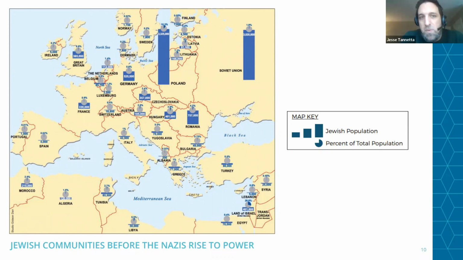So with that tiny percentage, what are some of the inferences we can make? What are some of the deductions we can make about German society now that we know that Jews make up about 1%?